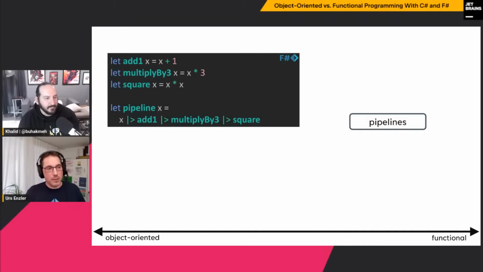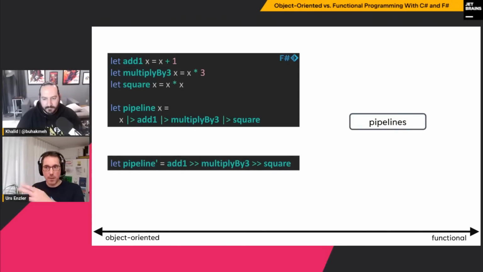And the nice thing is you can do that without introducing local variables like you would have to do in C#, or nesting the function calls one in the other, because then it would reverse the order. So you would have to write square of multiply by 3 of add 1 of x. And that would make the code much harder to read, because it would read from right to left. And at least in the Western world, we are used to reading from left to right.